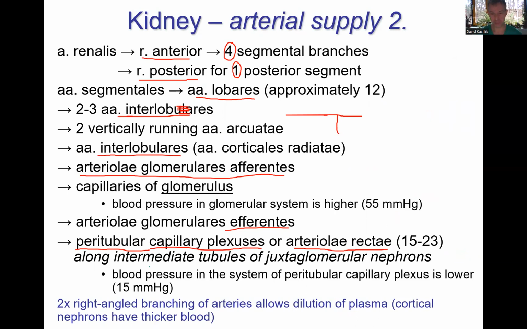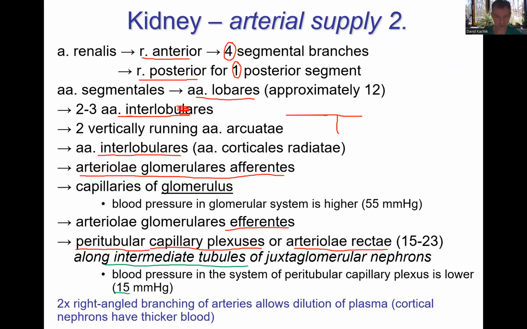Either peritubular capillary plexus in cortical glomeruli, or the straight ones, arteriolar recta in juxtamedullary nephrons. So these arteriolar recta run along the intermediate tubulus and form the countercurrent system. The blood pressure in them is quite low. It's the blood pressure which you can find in the first venules, so only 15 torr.